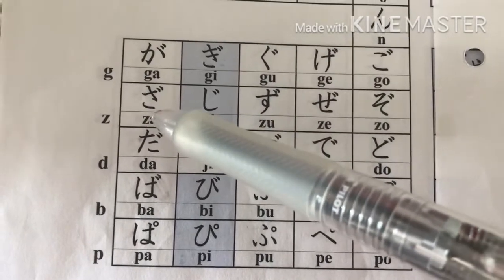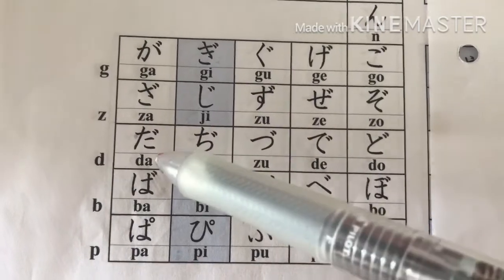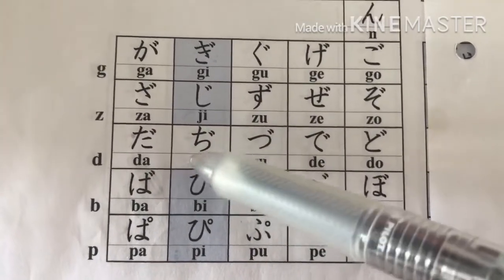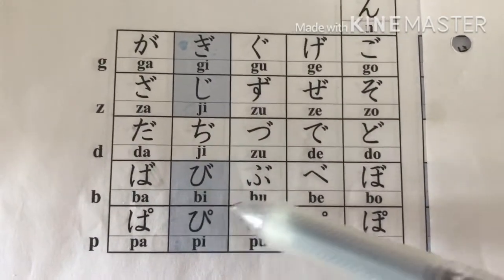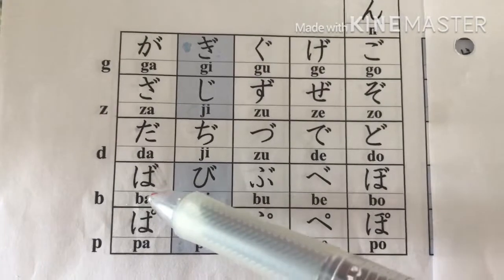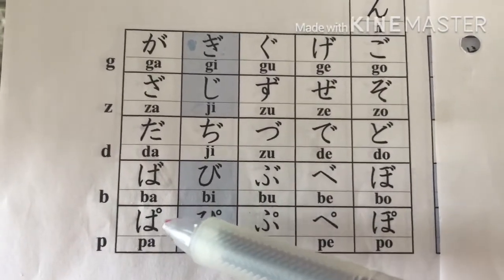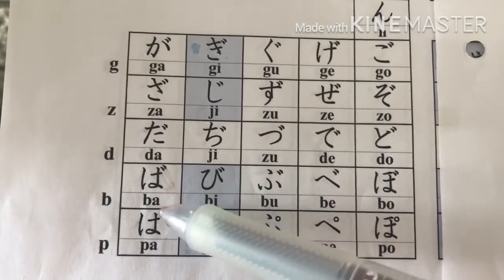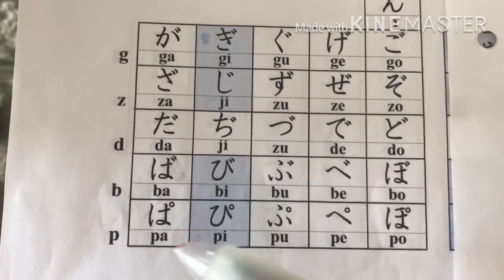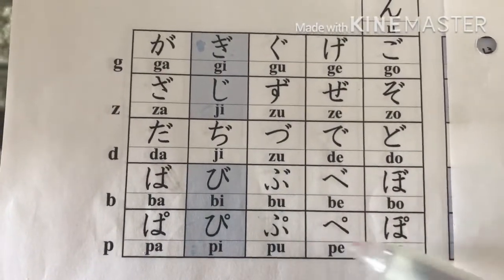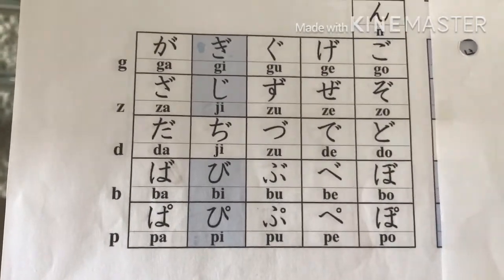Here it comes from the sa line. Sa, shi, su, se, so, right? Here is the ta line. Ta, chi, tsu, te, to, right? Here is the ha line: ha, hi, fu, he, ho. But here it is a little bit changed. It becomes a maru, a round circle, right? Here we're going to learn how to read.